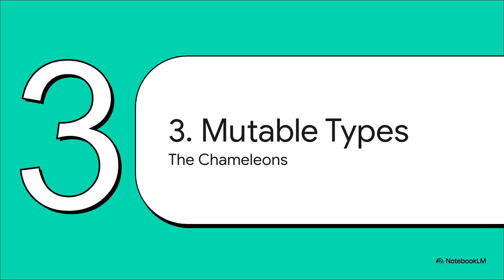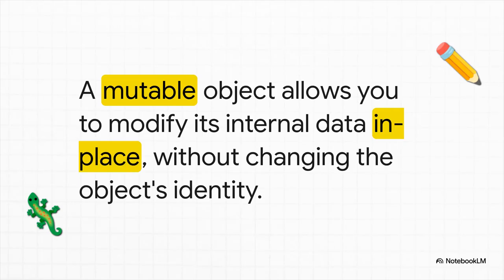All right, on to section 3, mutable types. I like to think of these as the chameleons of the Python world. So, if immutable objects are set in stone, mutable ones are like clay. The key phrase here is in-place modification. You can change their contents, add things, remove things, tweak things, all while the object itself stays in the exact same spot in memory. Its identity never changes.